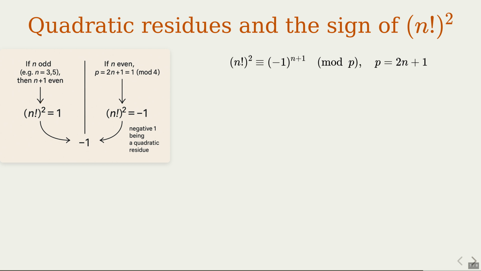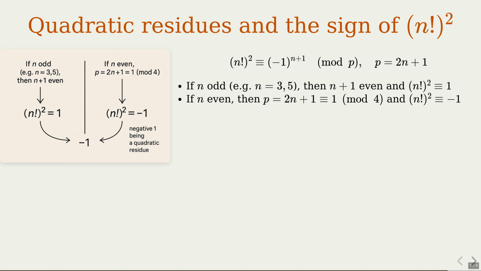Here is our main result again, relating n factorial squared to a simple power of negative 1 when p equals 2n plus 1. When n is odd, n plus 1 is even, so the right side becomes positive 1, matching what we saw for p equal to 7 and 11. That explains why both 3 factorial squared modulo 7 and 5 factorial squared modulo 11 gave 1.